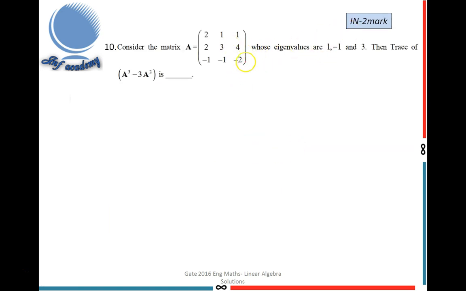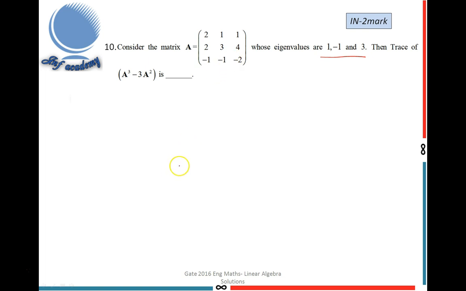The IN department has this question and it has 2 marks. Consider the matrix A, a 3 by 3 matrix, 2 1 1, 2 3 4, minus 1 minus 1 minus 2, whose eigenvalues are given as 1, minus 1 and 3. Then the trace of A cube minus 3A square is dash. You have to find the trace. What is the meaning of trace? Sum of the principal diagonal elements.